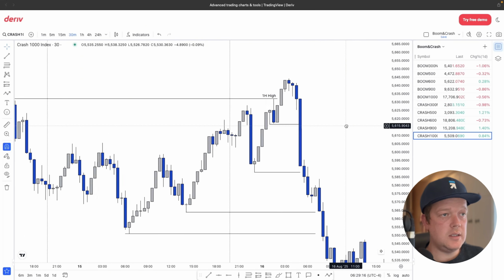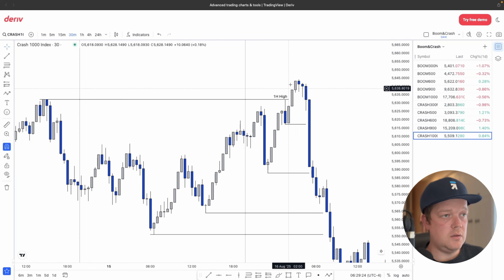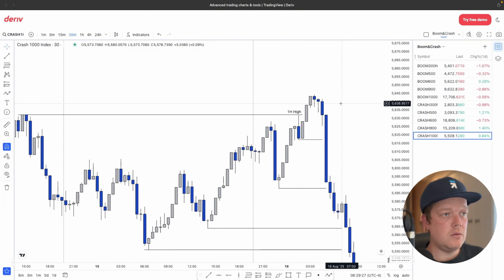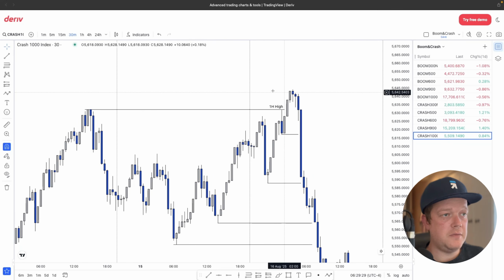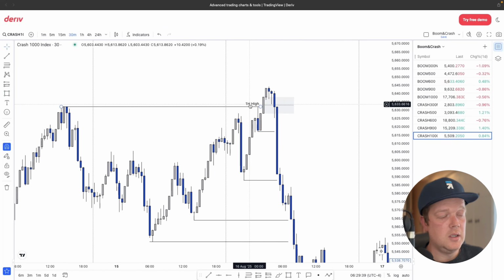So here you can see, let's just refine this now. There's our low on the 30-minute. We took the high. So for me, a very first sign of a reversal, right? For me, on the 30-minute, it would be this inverse fair value gap that has been formed.